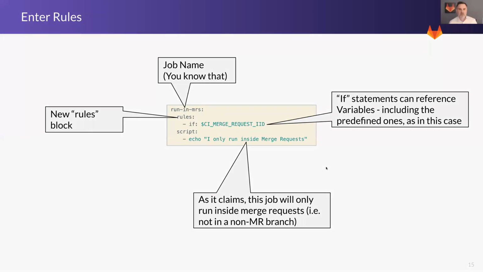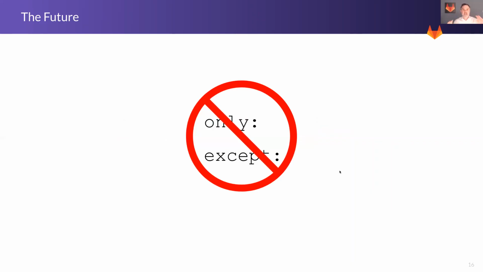All right, this is rules. So only and except are gone. You can't use only and except in the same job that you use rules. And eventually only and except will go away completely. So you should be using rules and encouraging your customers to use rules everywhere from now on. Rules can do everything that only and except can do now. So there's no excuse to not use them.